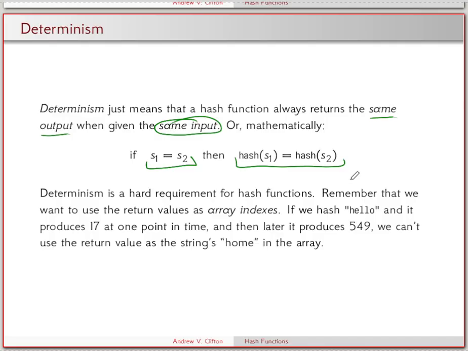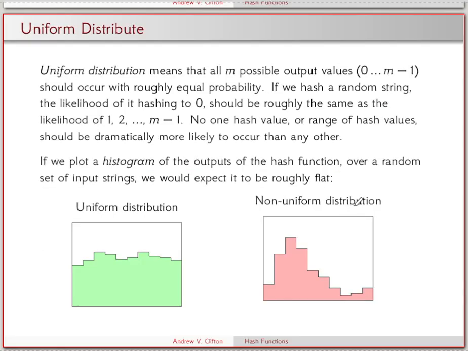We can't build a hash table if hashing the same string different times produces different array indexes. If we hash hello and it spits out 17, and then we do it again and it spits out 549, then we can't say, oh, hello lives at array index 17 and look for it there. So if you don't have determinism, then you don't have a hash function at all. If you have determinism, then you may have a hash function, but it might be a really bad one, depending on whether or not you have the other requirements. So that's our basic requirement.